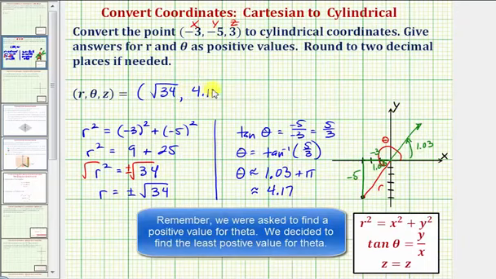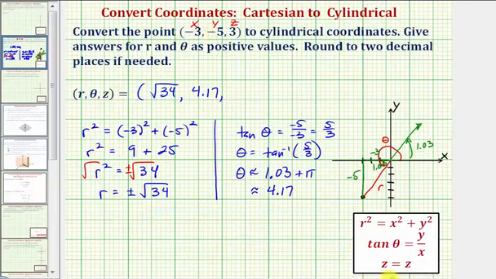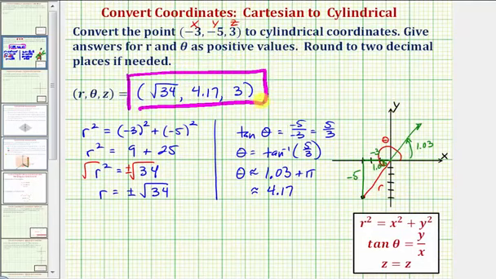And the z coordinates are the same in both cylindrical and Cartesian coordinates. So z is equal to positive 3. So here's one possible way to express the given point using cylindrical coordinates. I hope you found this helpful.